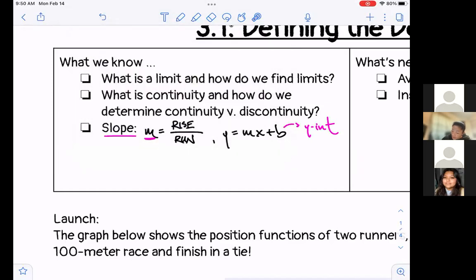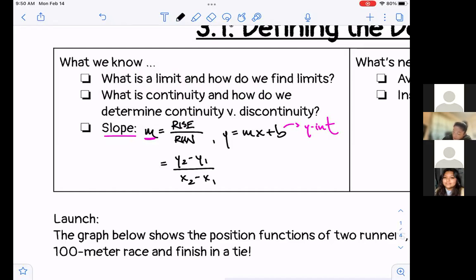What's another way that I could write rise over run? Anybody remember a different equation that we could do? Y over x. Okay, that's pretty close to what I was thinking. We were thinking more like y2 minus y1 over x2 minus x1. Exactly. Change in the rise over change in the run. Perfect.